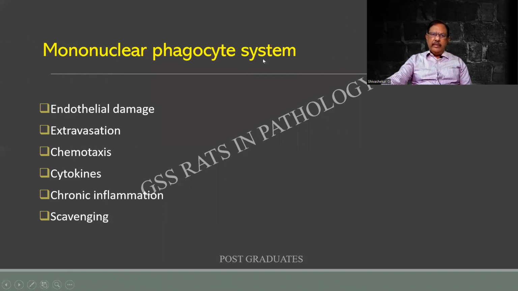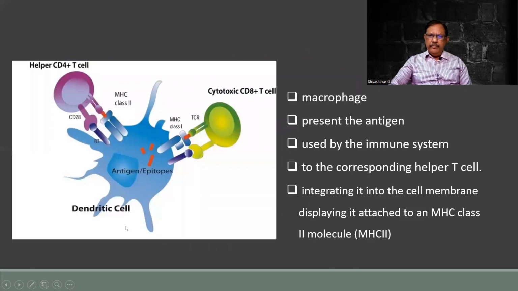So, regarding the mononuclear phagocytic system, there is endothelial damage, extravasation, chemotaxis, liberation of cytokines, chronic inflammation, and scavenging. This is just for a recapitulation.